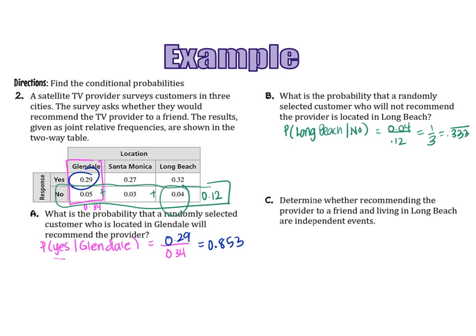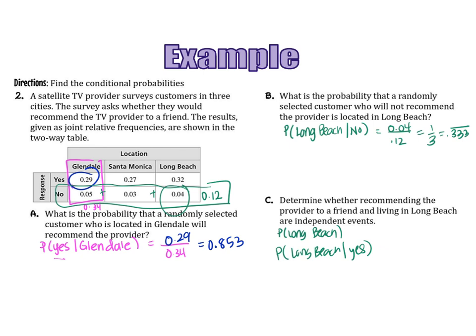Okay, part C, we're going to tie back to the idea of dependent and independent, which we talked about in 1.2. Part C says, determine whether recommending the provider to a friend and living in Long Beach are independent events. So to bring us back to the last section, what that really means is we need to figure out what the probability of someone being from Long Beach is, and we need to figure out the probability of Long Beach given that the response was yes. And if these two things are the same, then they're independent events. And if they're not the same, then they're dependent.